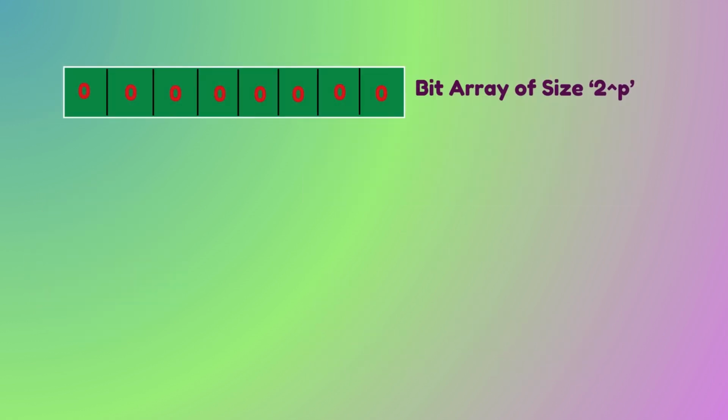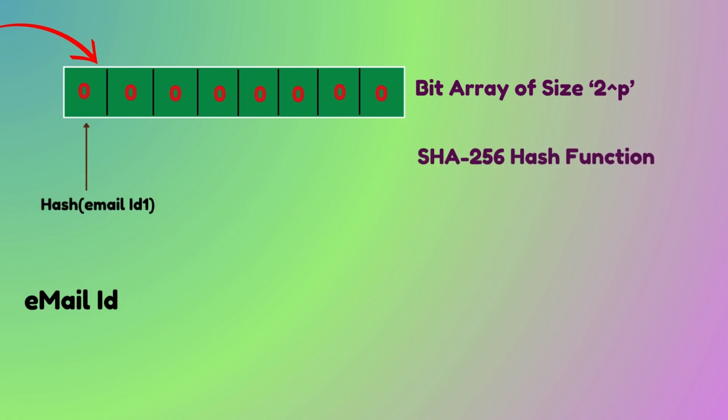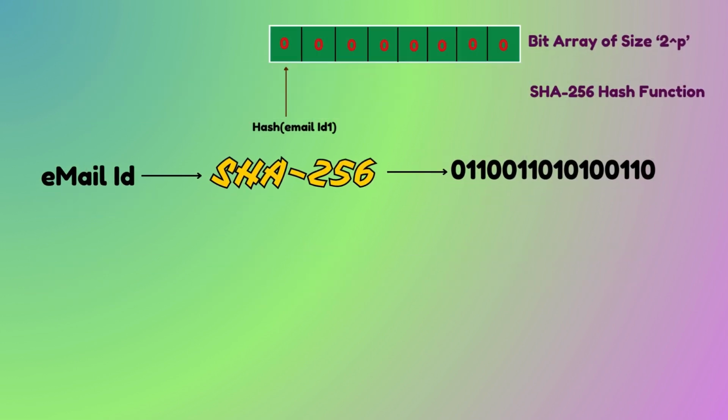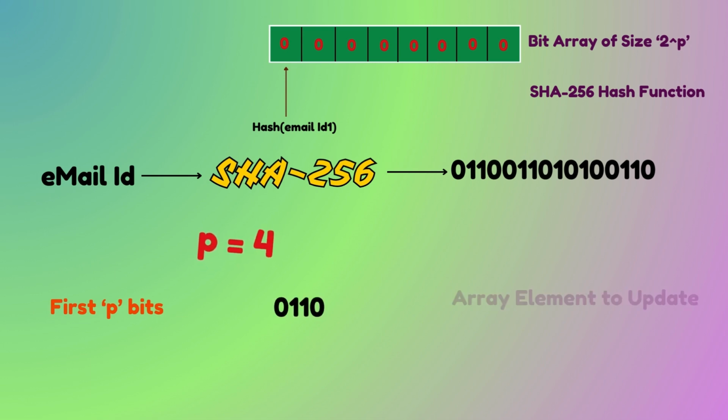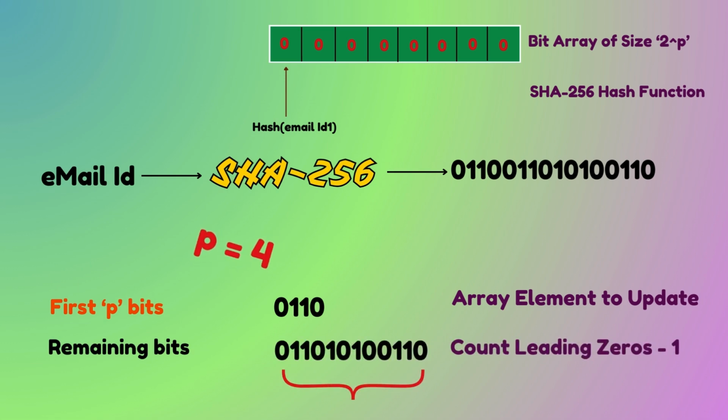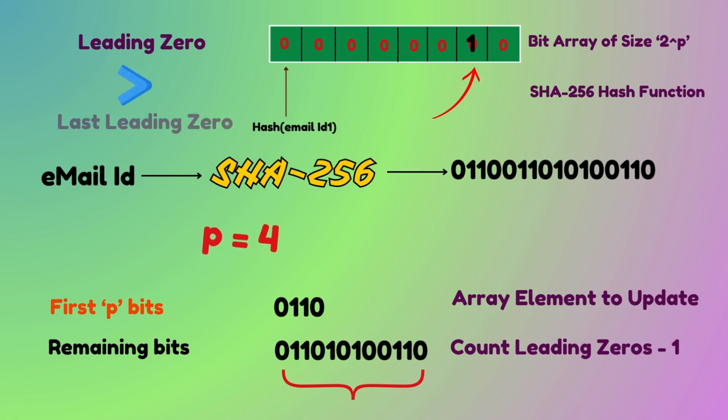When a unique item such as a user ID or view is added to HLL, the item is first hashed into a large binary number using a hash function like SHA-256 or Murmur. The hash output is then divided into two parts. The first p bits determine which element in the array to update. The remaining bits are used to count the number of leading zeros, and this count is stored in the selected array element if it exceeds the previous value.